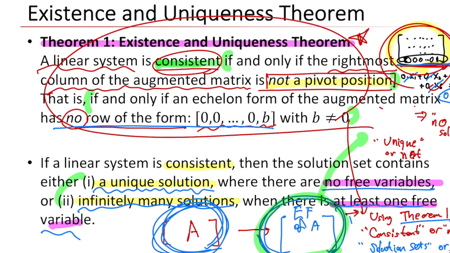Okay. So actually, these two kinds of questions, consistency and uniqueness, can be determined by using an echelon form of the matrix. That's why we learn the echelon form of the matrix. We can determine the properties of the original matrix A based on the echelon form of the matrix.